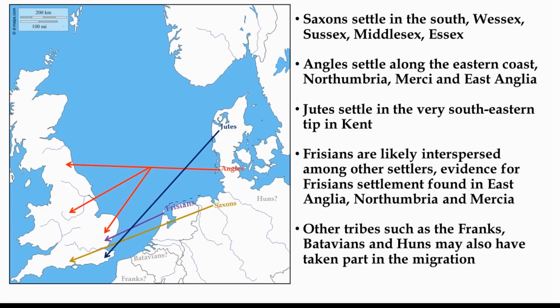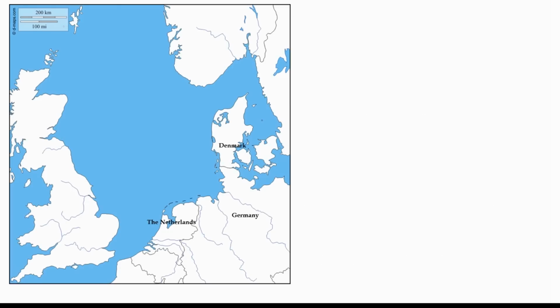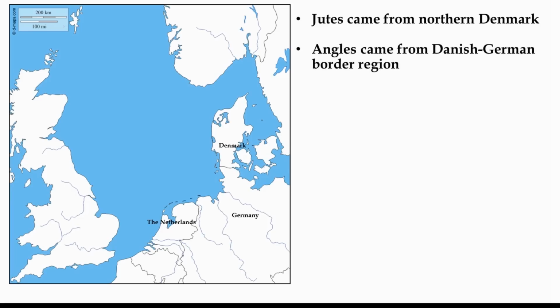Now, if we have a look at the modern-day countries, we can see where they came from. Now, the Jutes would have come from northern Denmark, and the Angles from the region of the Dano-German border. One of the ideas about why the Angles get their name is from, I believe, a Roman emperor who thought they were likened to angels and therefore accidentally said, they are Angeles. Which is Latin for angel, I believe.